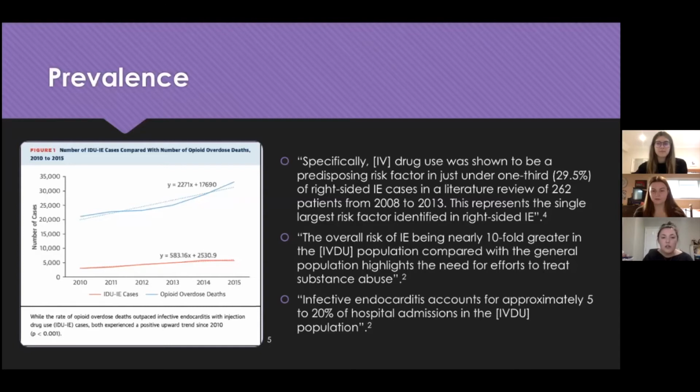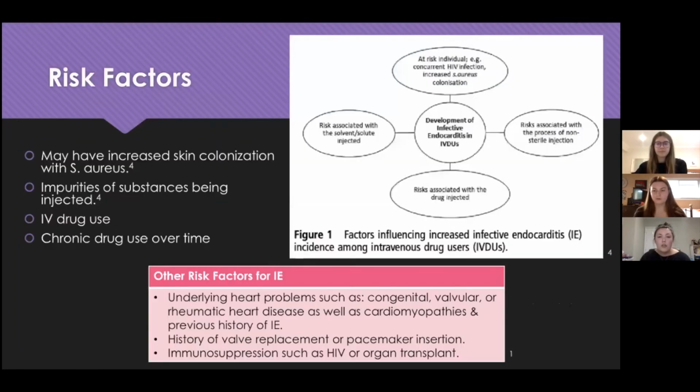The overall risk of IE being nearly tenfold greater in the IVDU population compared with the general population highlights the need for efforts to treat substance abuse. And infective endocarditis accounts for approximately 5 to 20% of hospital admissions in the IVDU population. So we just said that it was more prevalent in this population, but why? The graph on the right is a good summary of risk factors.